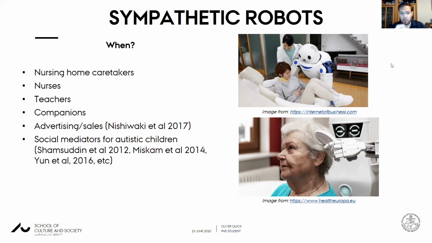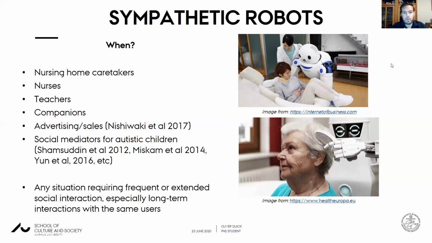Another application: there's a large body of research right now focusing on designing and exploring the possibilities of sympathetic and empathetic robots as social mediators for autistic children, who can sometimes struggle to read the emotional states of other children or the people they're interacting with, and to know the social norms for how to display your emotions and when. And I would say generally, in any situation that requires frequent or extended social interaction, especially long-term interaction with the same user or users, sympathy is at the very least going to be a great boon for their integration and acceptance, and possibly even a requirement for it.